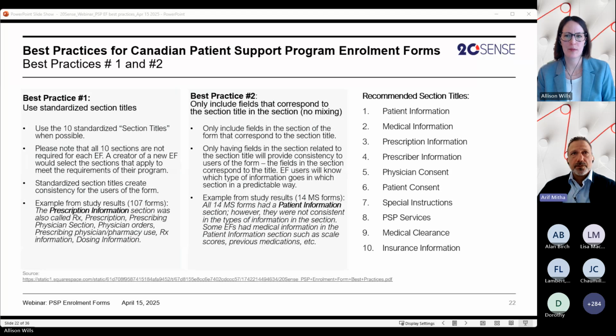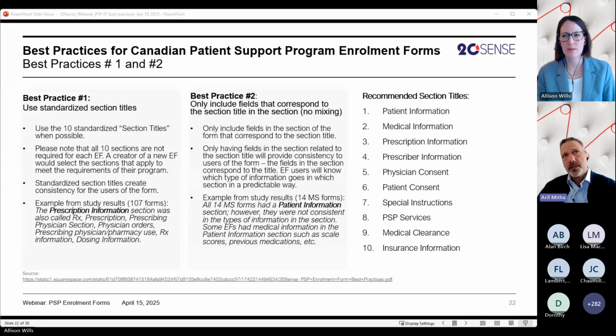Standardized section titles create consistency for the users of the form. And just reading one example of what we saw, the prescription information was called RX, prescription, prescribing physician section, physician orders, prescribing physician pharmacy use, RX information, dosing information. So lots of different names. So we thought an easy one, just standardized to these 10 names, only including the sections that you need.